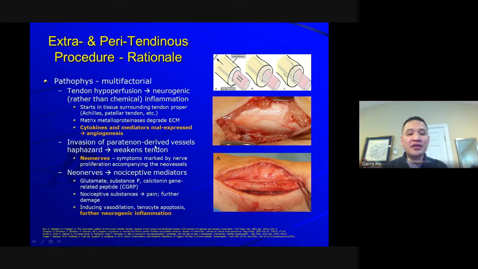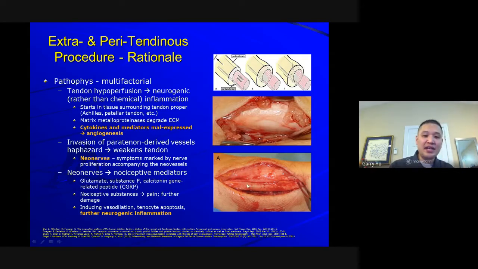And so the theory behind this is that various cytokines and inflammatory and degenerative mediators are malexpressed, causing this increased angiogenesis from the surrounding soft tissue that then basically invaginate and invade the tendon and mediate that degenerative process through the expression of various cytokines, okay? And it turns out that in addition to these vessels, there's also neonerves. So not just vessels, but small nerves that also go with the vessels to invade into these tendons, especially the Achilles.